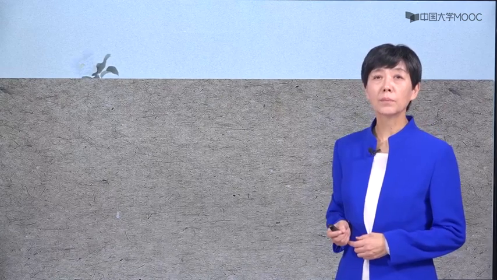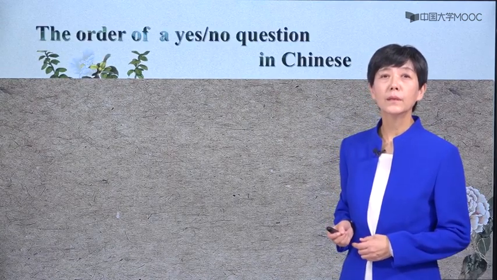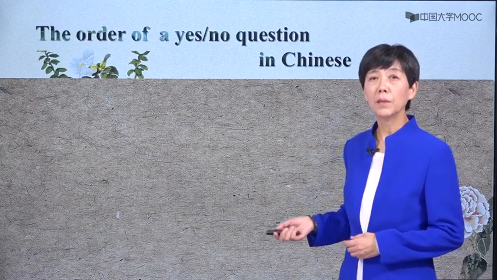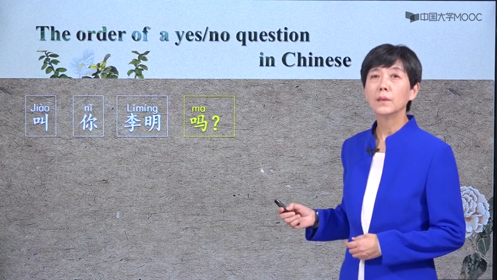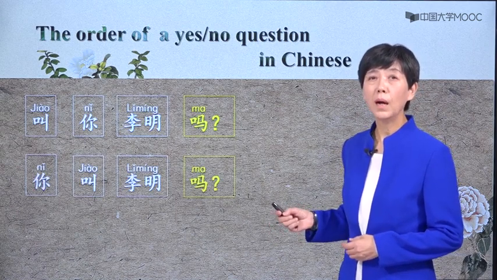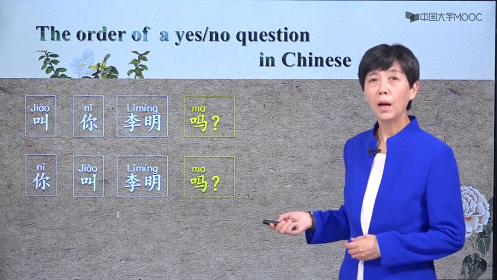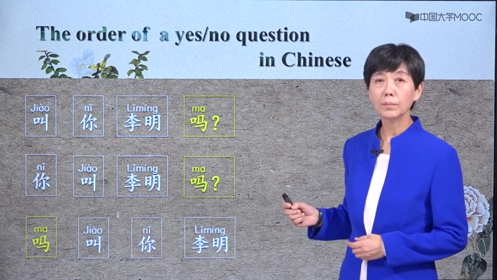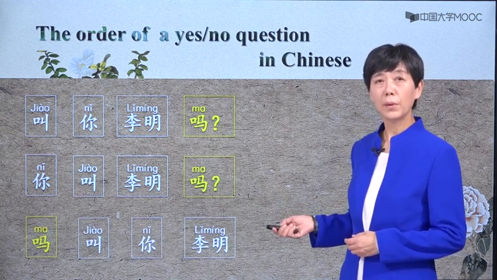So let's see. Which is correct? 叫你李明吗? 你叫李明吗? 你叫李明? Have you found the correct one?